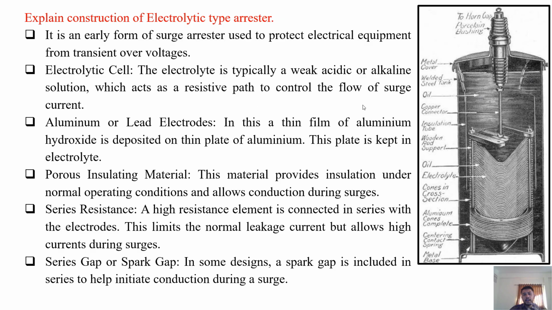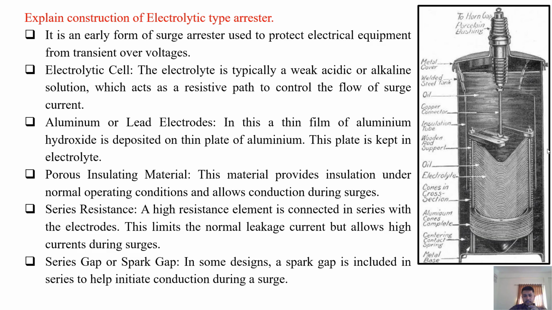So the electrolyte is typically a weak acidic or alkaline solution which acts as a resistive path to control the flow of surge current. Aluminum or lead electrode like this is the main electrode. In this, a thin film of aluminum hydroxide is deposited on a thin plate of aluminum. This plate is kept in electrolyte.